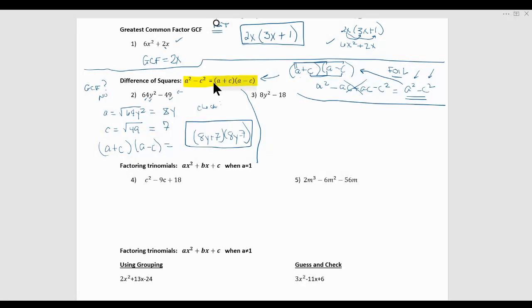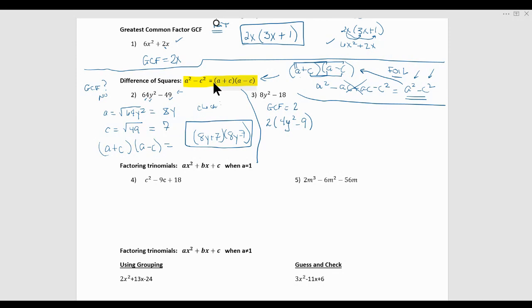Now let's show you our second example, 8y squared minus 18. Do I have any common factors? Is there a greatest common factor in this expression? Yes, they are both divisible by 2. So let's go ahead and bring that 2 up front, and I'm going to be left with 4y squared minus 9. Again, I have a binomial with the two terms subtracted.